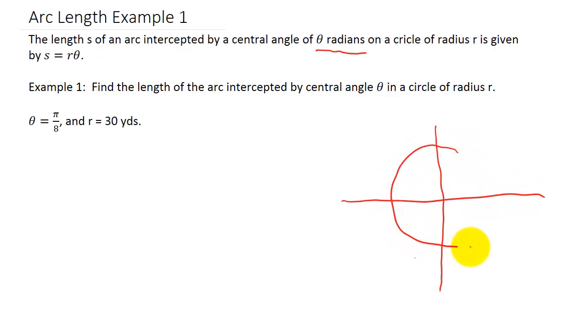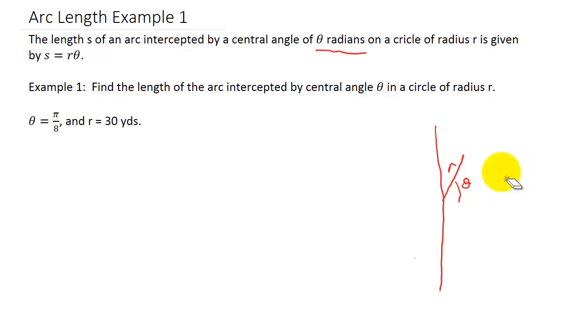We have a circle. Okay. And let's say we have a central angle here. That means the vertex is at the center of the circle. There's theta. And there's the radius. And then this measure right here, that's S. That's the arc length. That's what we're looking to find.